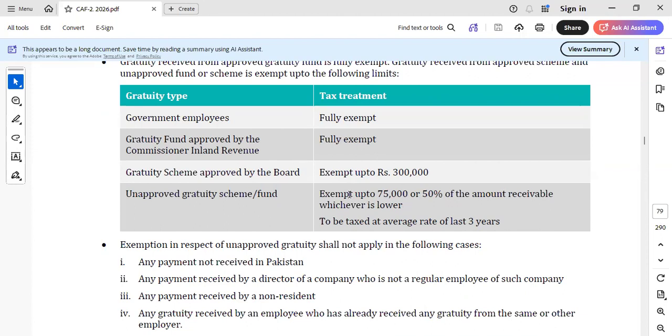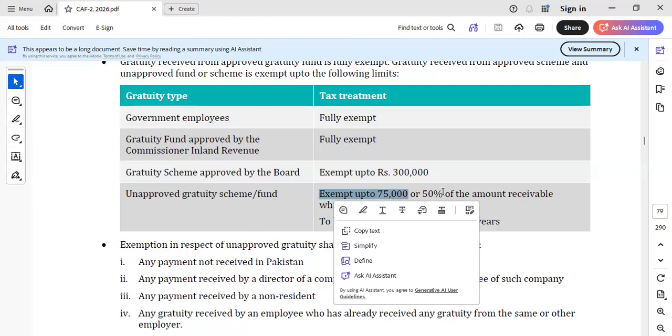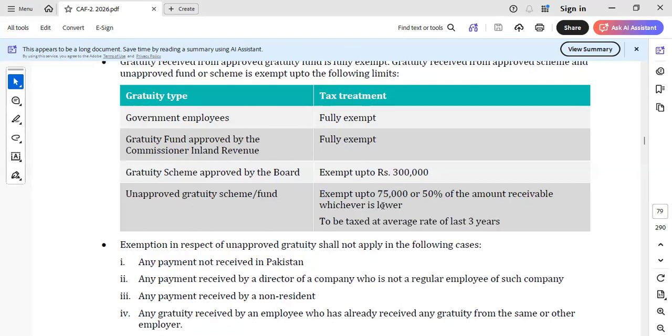यहाँ पे remember whenever generally whenever there is a discussion of exemption और टैक्स रिडक्शन या टैक्स में कमी होगी, तो वहां पे जनरली डिपार्टमेंट says whichever is less, whichever is lower. And on the other hand, whenever there is an issue of टैक्स इम्पोज करने की जहां बात होगी, टैक्स लग रहा होगा, वहां पे विद says whichever is higher. So unapproved के केस में exempt up to 75,000 or 50% of the amount receivable, whichever is lower.